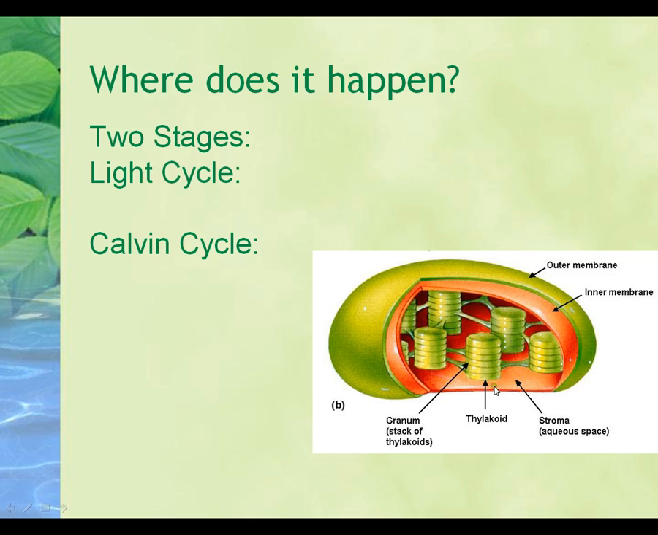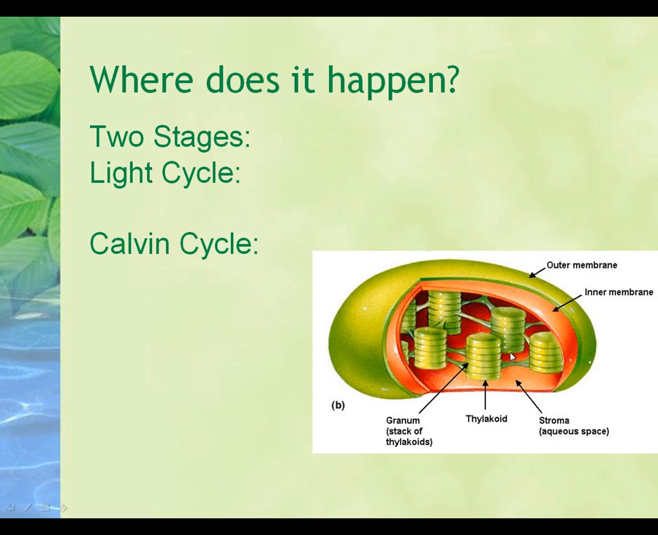And you notice they're green, so this is where the green color comes from. This is where the chlorophyll pigment is located. And then the fluid that surrounds all of these stacks of thylakoids is called the stroma, and it's aqueous, meaning it's a water-based solution.